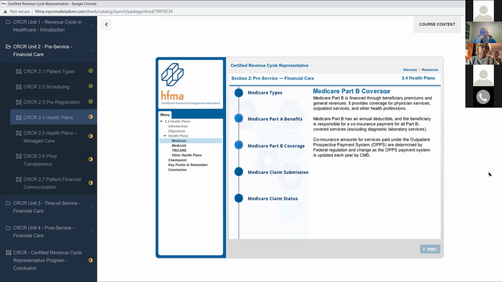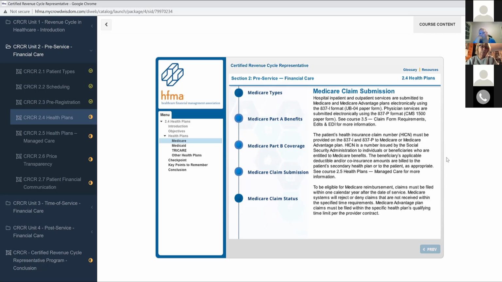And then to submit claims to Medicare, hospital inpatient and outpatient services are submitted to Medicare and the Medicare Advantage plans electronically using the 837I format. So that's a UB04 form, paper form, and physician services are submitted using the 837P, which is the CMS 1500 form. Again, you don't have to memorize those numbers. You can simply Google them, but they do sometimes ask about those forms. Yeah, I have seen questions on the forms.